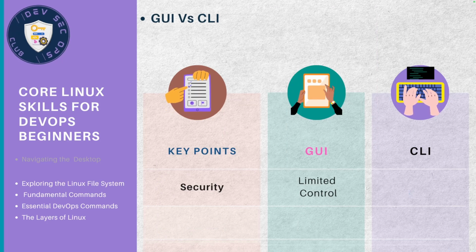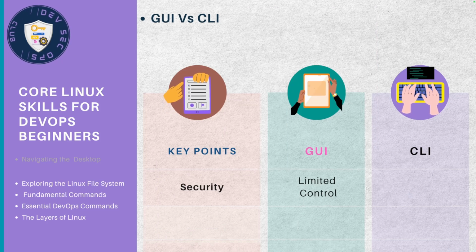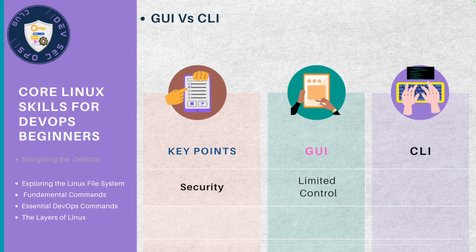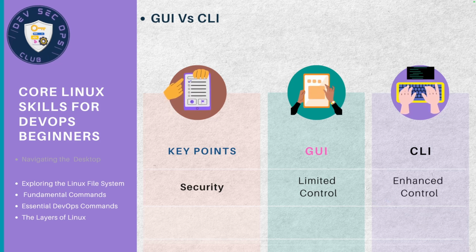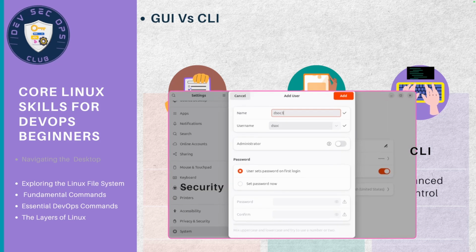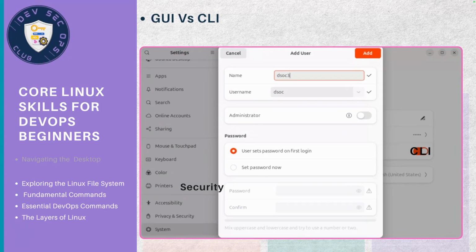Next, the comparison. Security is limited control in the GUI, where we have more or enhanced control in the CLI. So let's quickly see what's the difference. In the GUI, when you create a user, you go to settings and there you have an option, and then you provide the user. You have to provide the username, then so on. There is so much information over here, right?